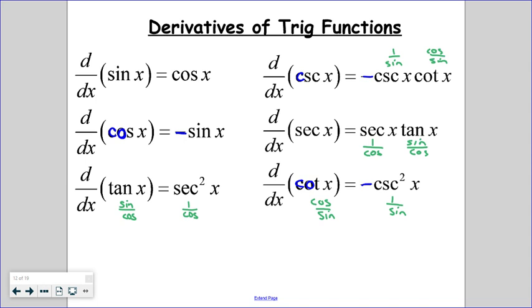But other than that, you're just going to have to find some way, rewrite out this chart, reread over it, make flashcards, whatever it is that's going to help you best remember your trig derivatives. We got to know these. Okay? Any questions?